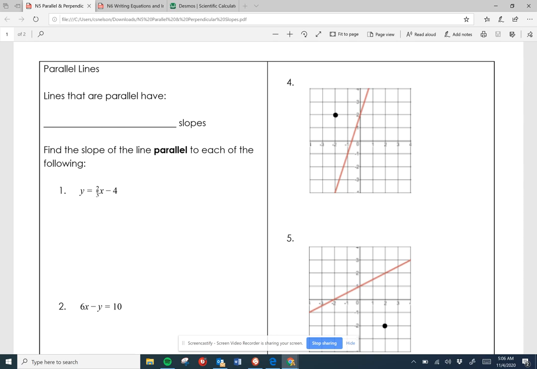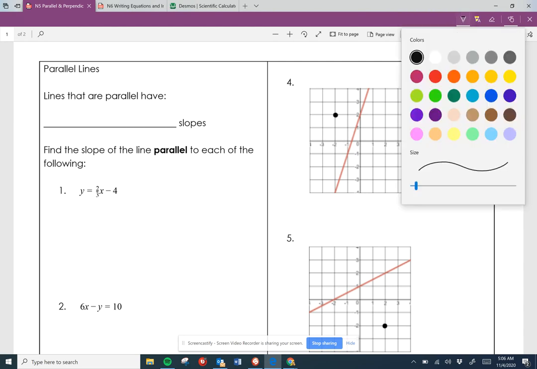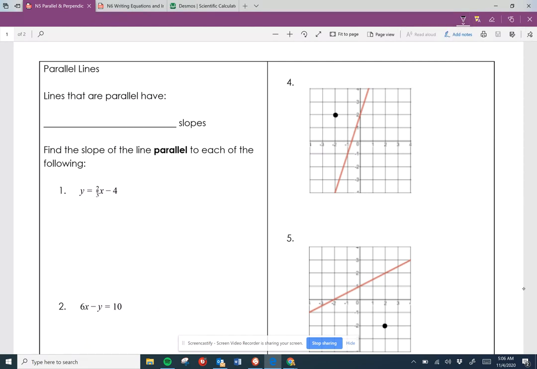Today we're going to be learning about two types of lines. The first is lines that are parallel. We can tell that lines are parallel from the equation because they are going to have the same slopes.